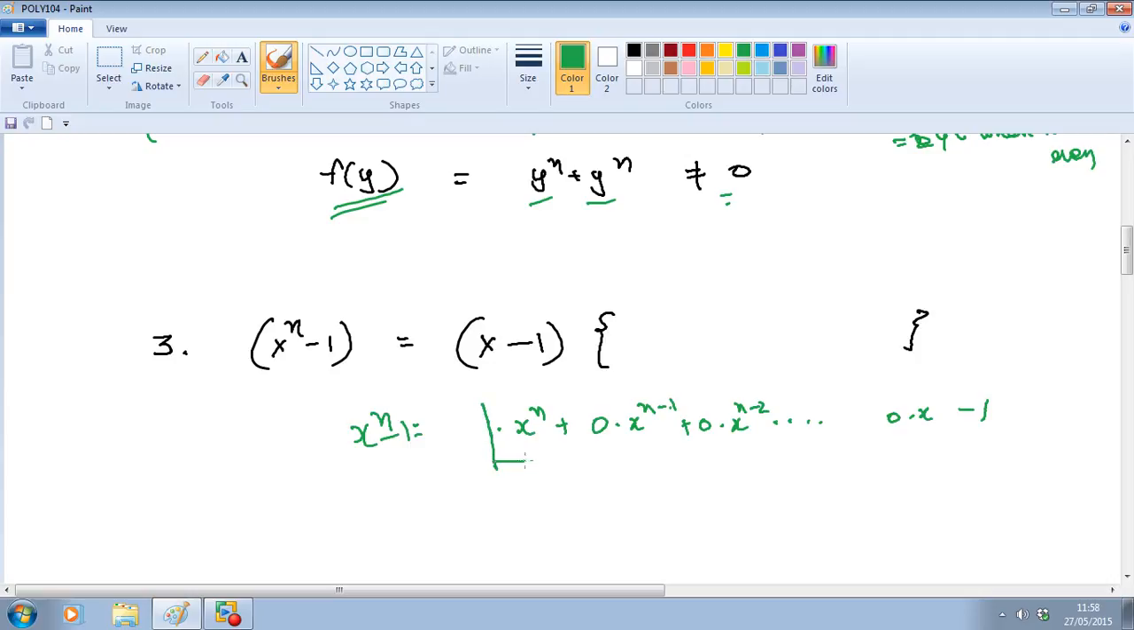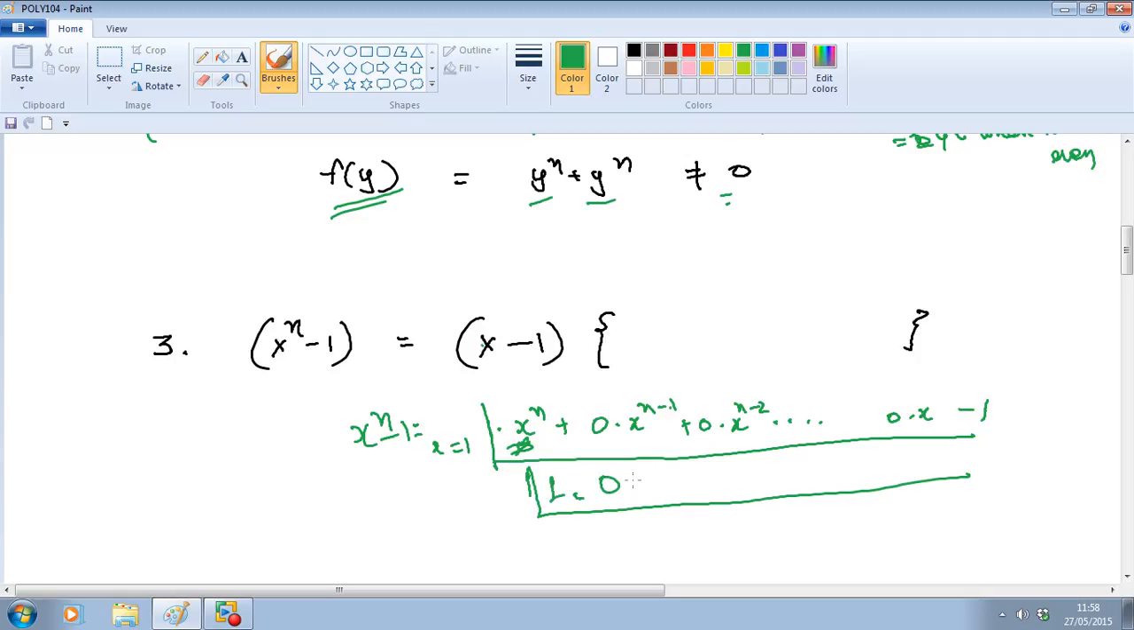So how do we divide? We take x equal to 1 and divide. We'll put 1 like that. First we write the coefficients in the form 1, 0, 0, 0, 0, 0, minus 1. When you divide by x equal to 1, what happens?